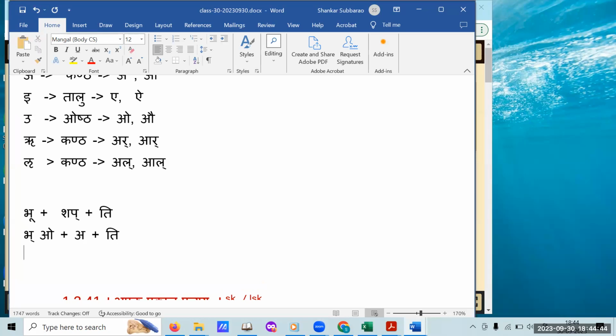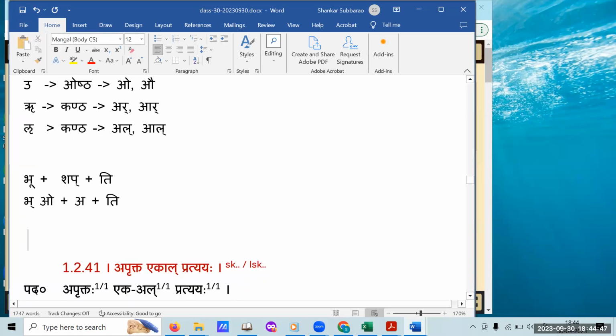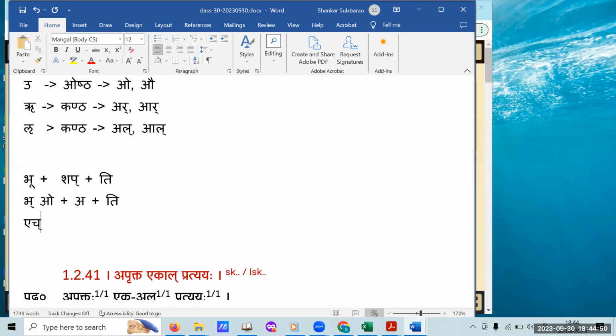Correct? Now, this O is what kind of a letter? Is it Ech or not? O is Ech, yes. Now, Ech is followed by Ach or not? Yes. A is Ach, vowel. So A is in Ach. O is in Ech, correct? Now I can apply my rule.